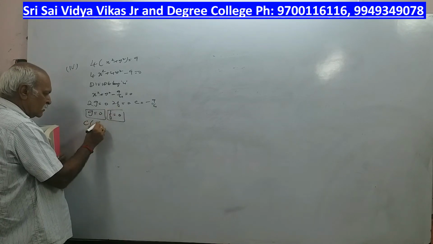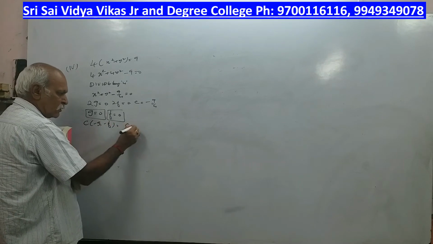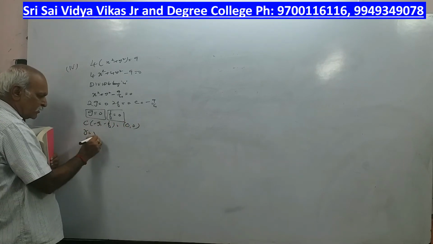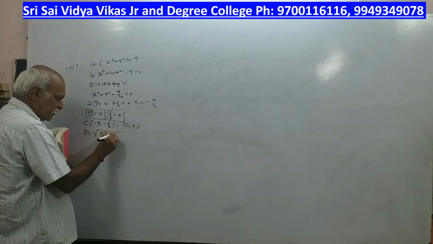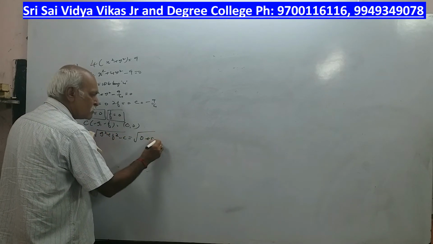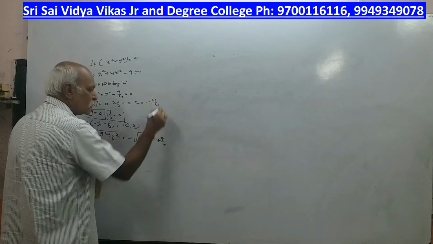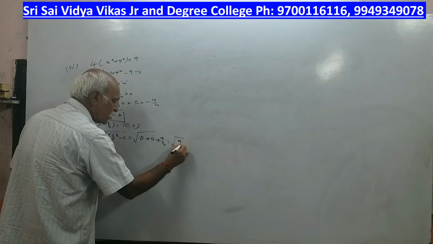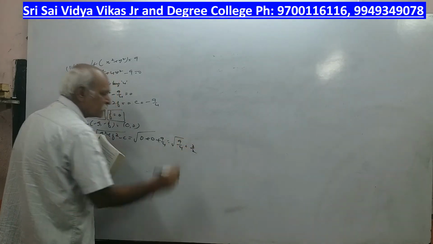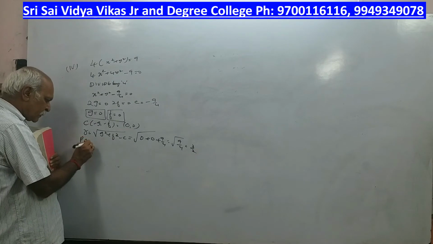What is the center? Minus g comma minus f. Same procedure, sir: 0 comma 0. What is the radius? Root of g square plus f square minus c. So 0 plus 9 by 4, which is nothing but root of 9 by 4, that is 3 by 2. Simple method, sir. Now what is the parametric equation?